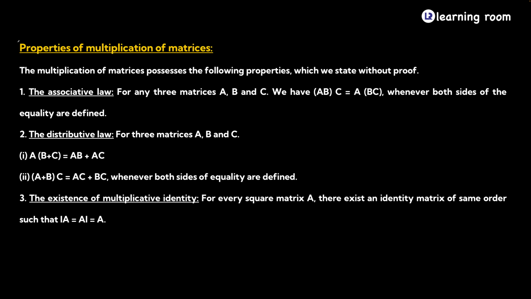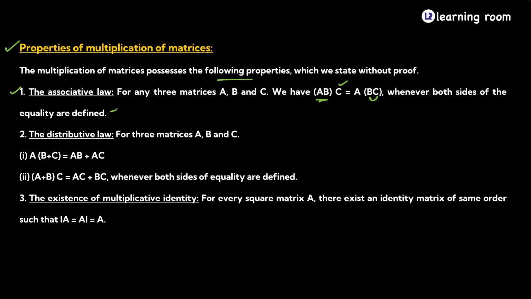Now, let us look at the important concept, that is properties of multiplication of matrices. Right. So they possess the following properties, which here we are going to state without the proof itself. So first thing is associative law. If you take three matrices A, B, C, whenever you need to speak about associative law, you need a minimum of three matrices. If AB is multiplied first and you get a matrix, that matrix multiplied with C is the same as A matrix multiplied with the product of B and C. Right. So whenever both sides of the equality are defined, they both will be equal.